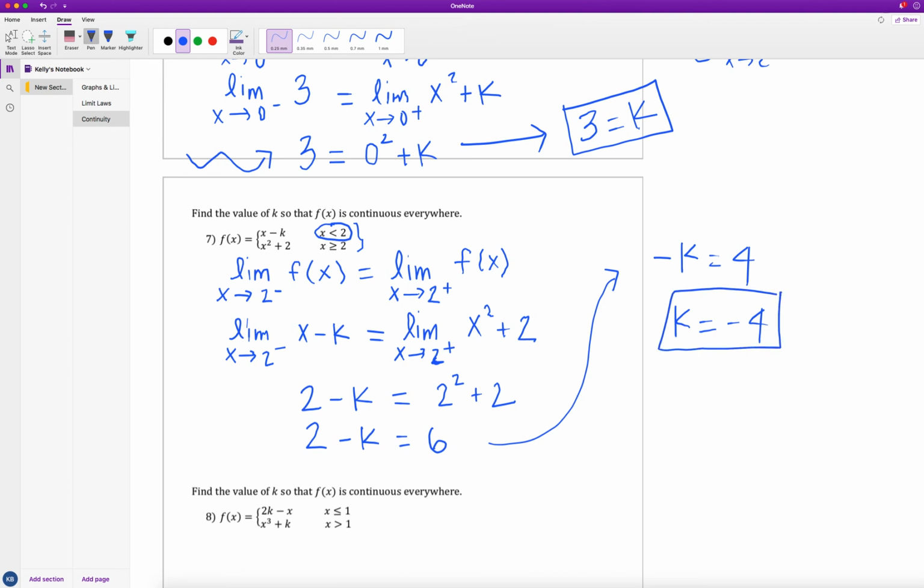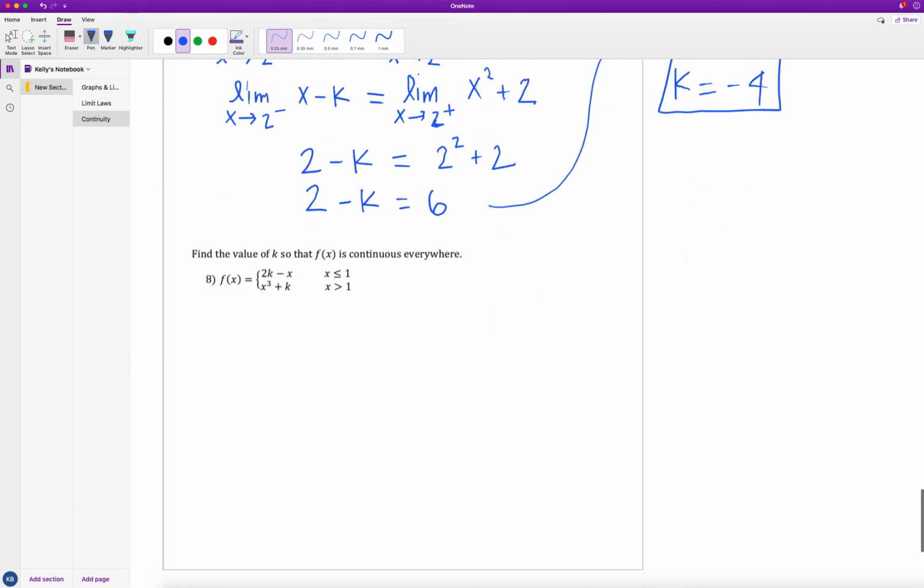You might be wondering why, on both of these two examples, I didn't bother dealing with the f of 2 or the f of 0 in the first example, and I could compute those. I just don't need to, since showing that the limit from the left and the limit from the right have to be equal was enough information to figure out what k is. Although I could go find f of 2 in this example, I don't really need to because I already solved what the question was asking for.